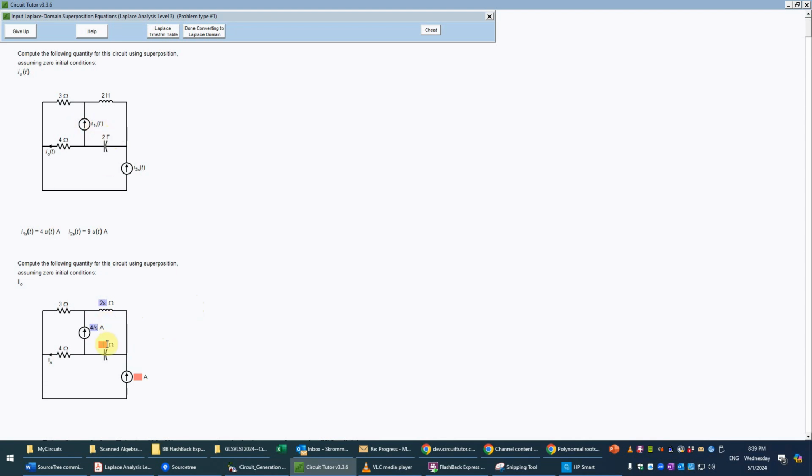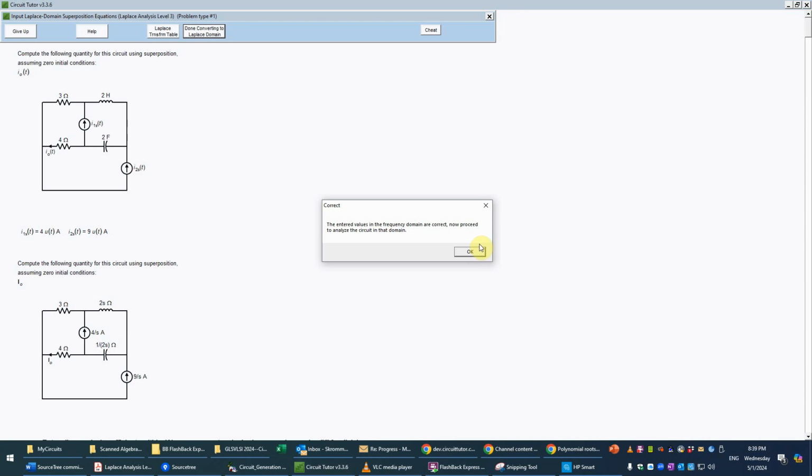Then the 2 farad capacitor becomes 1 over SC in impedance, so that's 1 over 2S. And we have to put the 2S, as always, in parentheses there to make sure it's all in the denominator. And finally, for the I2 of t source, that's 9U of t, so that will just become 9 over S in the Laplace domain, using the standard well-known Laplace transform of the unit step function. Okay, so now we can check all of that. That is correct.